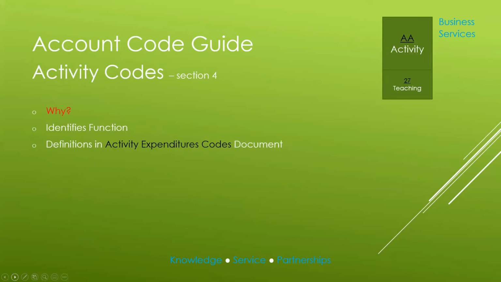So the activity codes in section 4 tell us why. Why are we buying this? It identifies the functions. Is this for a principal? Is this for safety? Is this for health, like for the nurses? Is this for teaching, like activity 27? Is this for professional development, technology, or curriculum?